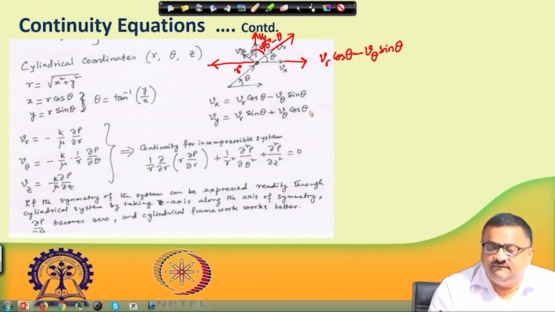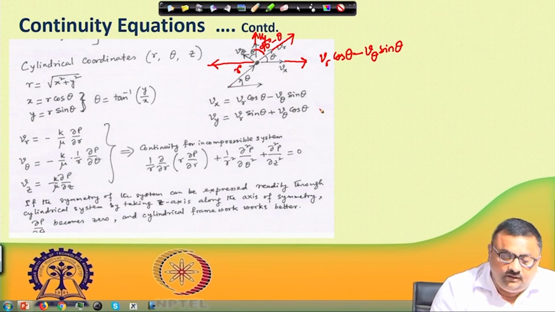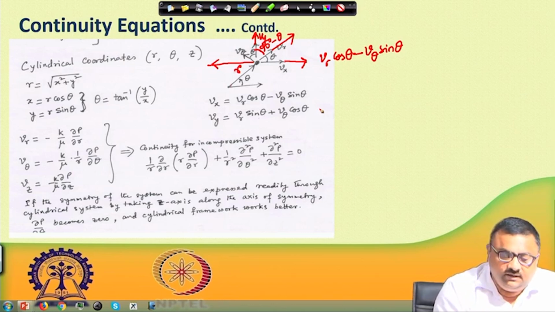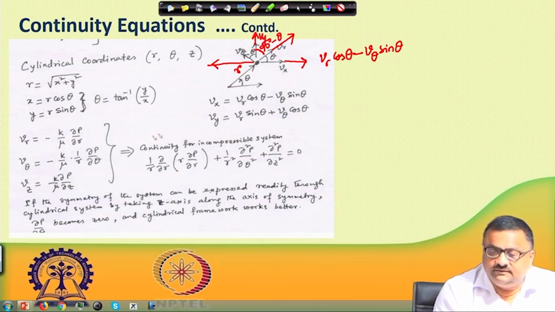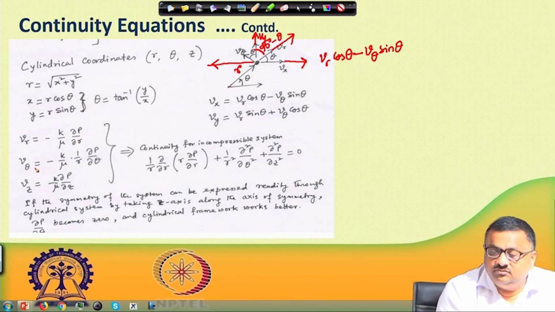So, this is how V x and V y relate to V r and V theta in terms of vector components. And further, for the definition of V r, V theta and V z, if you use these equations and this definition, V r would be simply equal to minus k by mu del p del r, and V theta would be equal to minus k by mu 1 by r del p del theta.